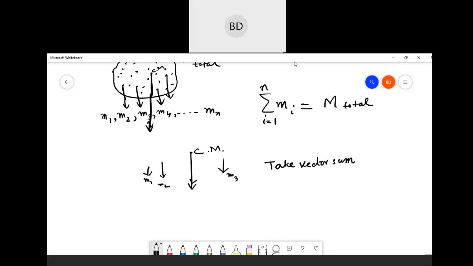Okay, and what is center of gravity? What is center of gravity? You just find out. Fine.